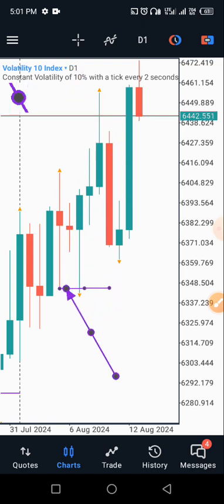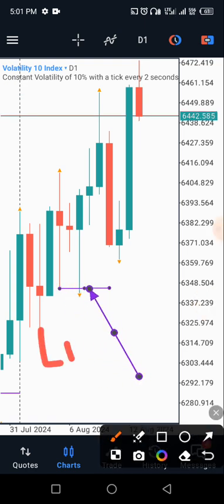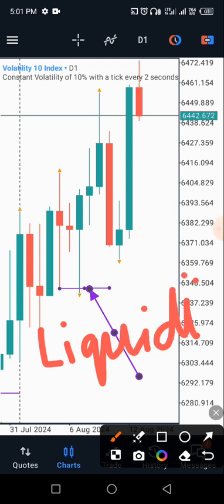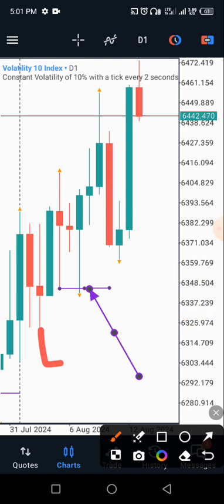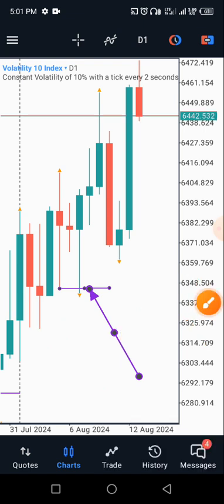Once we notice that a wick here has been formed, what we want to do is to wait for price to take out that level. When price takes out that level, we can say that the market has taken out liquidity. Remember, this liquidity is where most of our orders are.